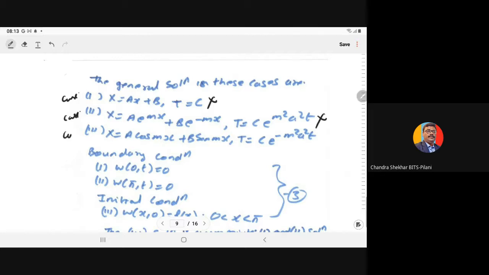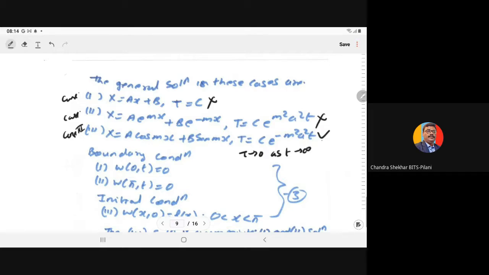Now we have case third. Case third is X equals a cos mx plus b sin mx and T equals c e to power minus m squared a squared t. This says that T tends to 0 as t tends to infinity.